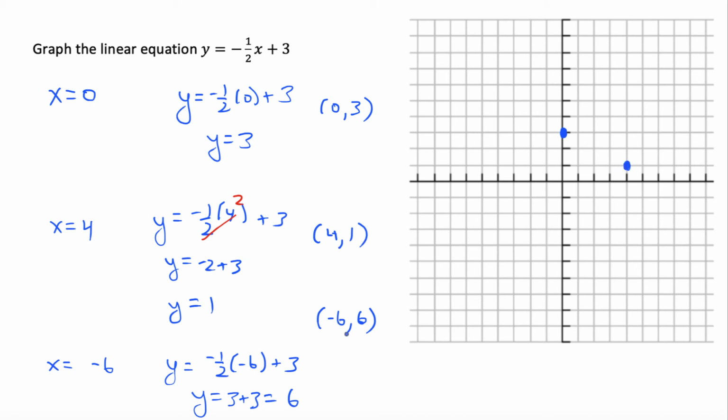And what about this one, negative 6, 6? That means from the origin, we are going to go to the left 6 units. And then because the y value is positive 6, that means we're going to go up 6 units. And as we see here, all 3 points do lie on a line. So I recommend doing 3 points just to make sure that you haven't made any silly mistakes.